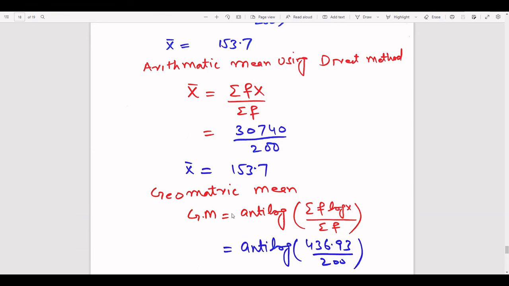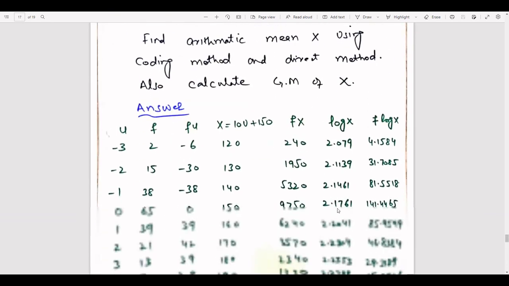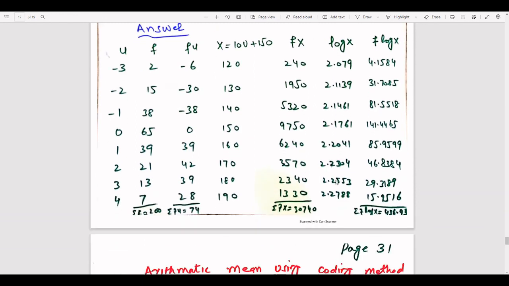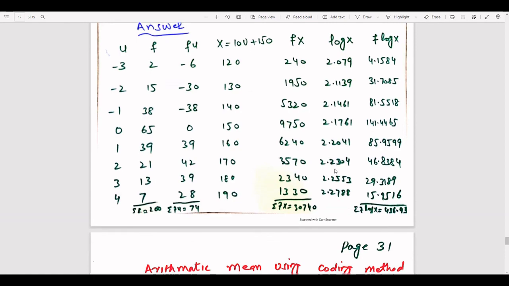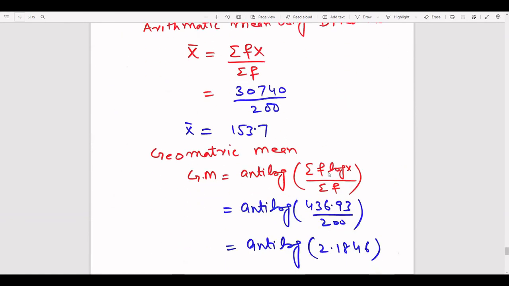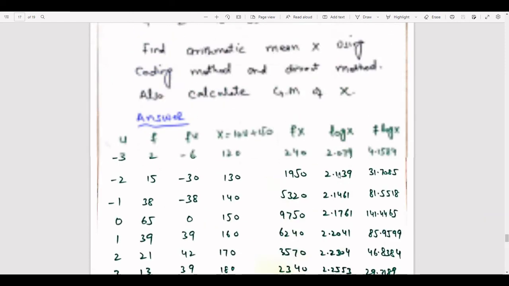The formula for grouped data for geometric mean is antilog of sum of f log of x over sum of f. So we need log here. Take log of each x term: log of 120, log of 130. Here is the answer: 2.079, 2.1139, and so on. This is log. But in the question we require f log of x, the sum of f log of x.